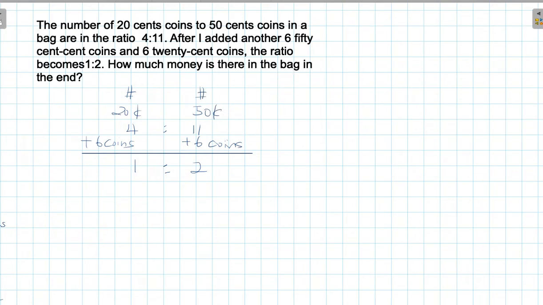But over here, as usual, I'll ask myself, is the number of 20 cent coins in the beginning and in the end the same? No, because I add 6 coins. What about the number of 50 cent coins from the beginning to the end? No, it's not the same because there is an increase. Correct or not? What about the total number of coins? It cannot be the same, right? Because I keep adding in, I didn't take out anything. So it's also not the same.